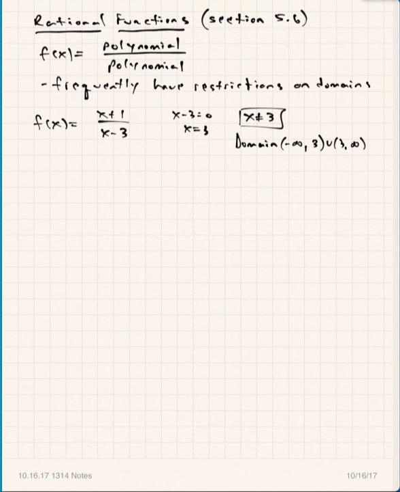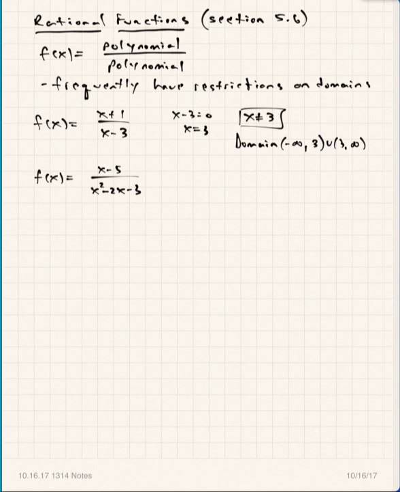This never happened with polynomial functions. Polynomial functions' domains were always all real numbers. But you can see very quickly that rational functions frequently have restrictions on their domains. And so we need to talk about the impact that it has on the graph of the function.